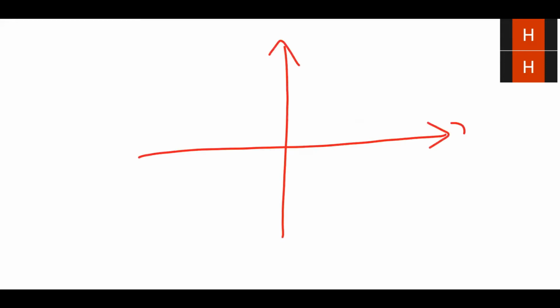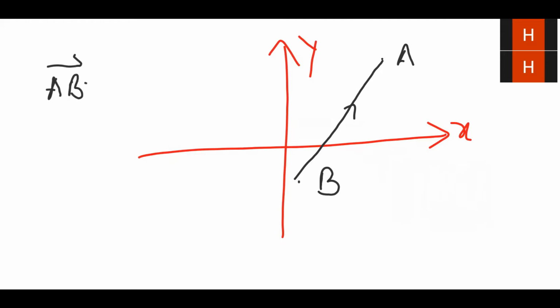Now, what is a position vector? For example, we've got this xy coordinate grid in which we have our A and our B. This specific vector AB is a direction vector, and it will be made out of two position vectors, which means to find AB, we'll have to find OB and OA.